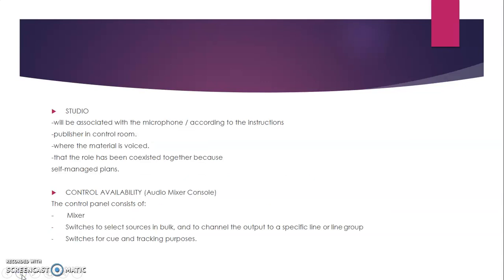Alright, the studio, related to the microphone according to the instruction. The producer is in the control room, where the material is voice that has been coexisted together. The control availability is the audio mixer console, where the control panel consists of mixers, switches to select the source in the bar and to channel the output of the specific line or line group, and switches also for cue and tracking purposes.